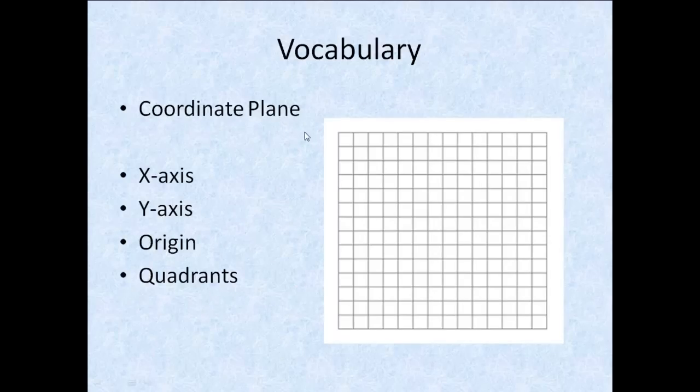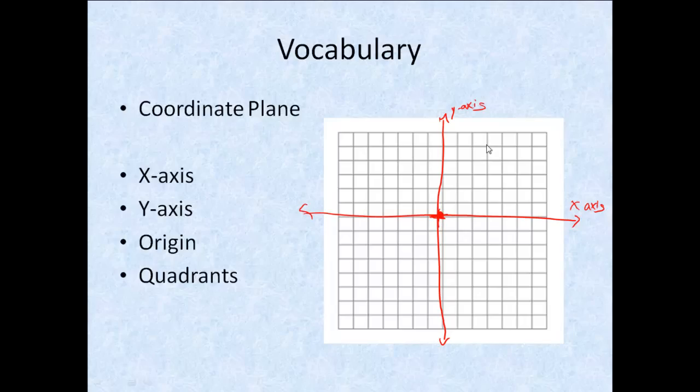Now, you've probably done some work with a coordinate plane, and on our coordinate plane we have 2 number lines that intersect. The vertical number line is our y-axis. The horizontal number line is our x-axis, and the place where they meet right here is called the origin. That would represent 0, 0, so that would be 0 x's and 0 y's.